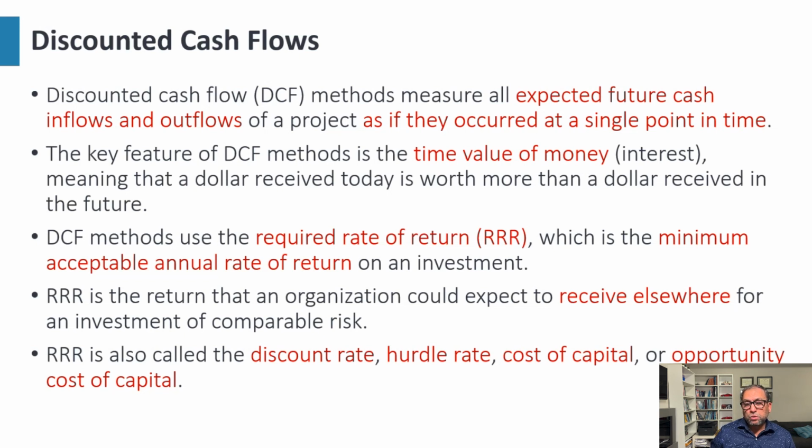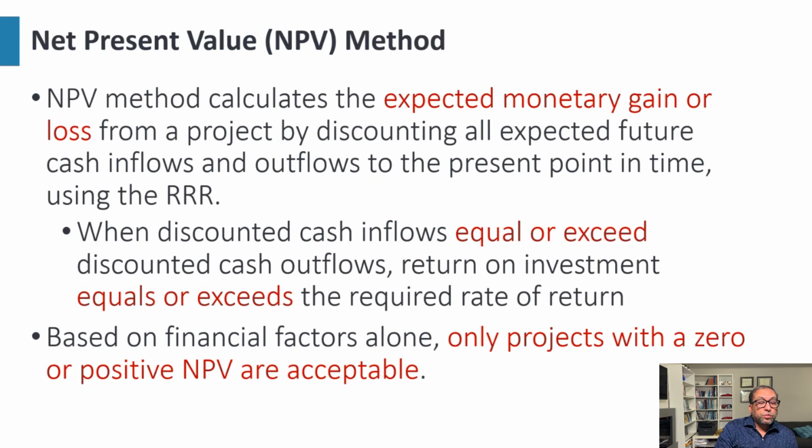So there are different names for this rate. We are using a very basic name, which is the required rate of return, RRR, but there are many different names. I use the word discount as well, so we can also call it a discount rate, a hurdle rate, a cost of capital, or an opportunity cost of capital.